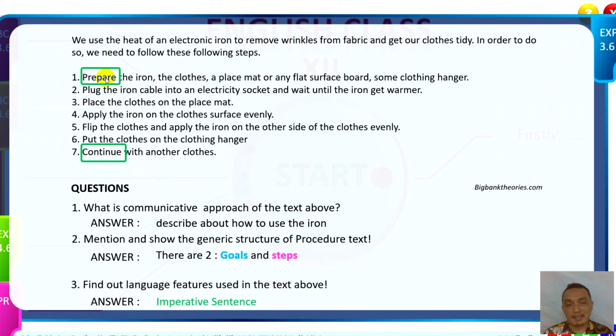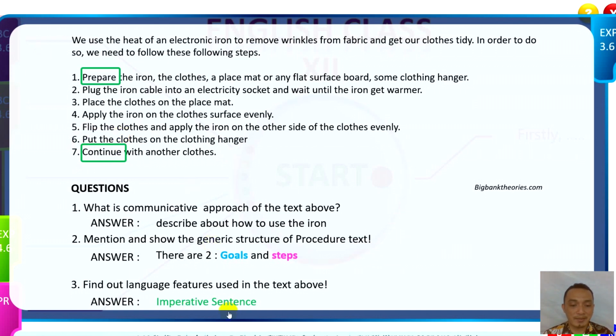Imperative means that we start the sentence by using the bare infinitive. So imperative is giving instruction to someone to do something. For example, prepare the iron, the clothes, and a placemat or any flat surface board, some clothing hanger. And then plug the iron cable. If we translate into Indonesian: persiapkan, colokkan, tempatkan, terapkan, balikkan, letakkan, dan lanjutkan. All of these words that I have mentioned or translated into Indonesian are already in the form of imperative words.